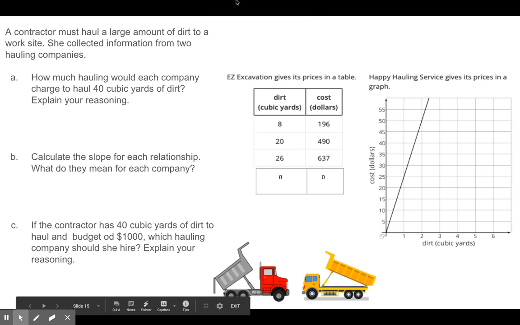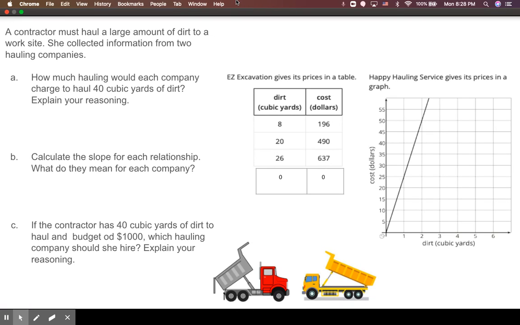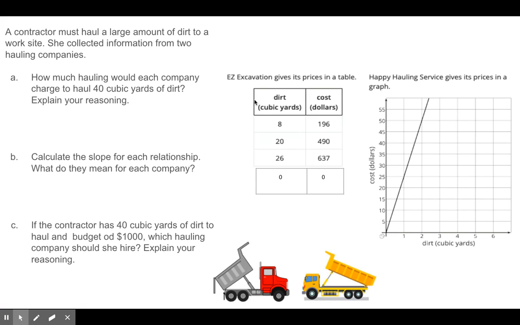So the problem says a contractor must haul a large amount of dirt to a work site. She collected information from two hauling companies, Easy Excavation and Happy Hauling Service. Question A asks, how much hauling would each company charge to haul 40 cubic yards of dirt?